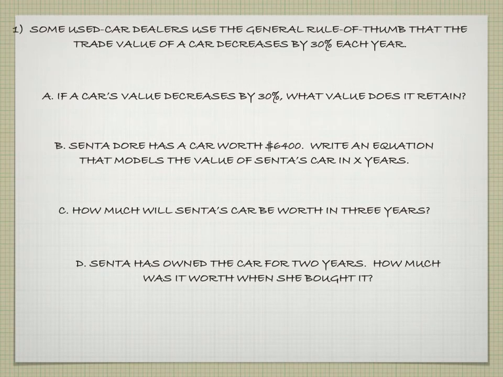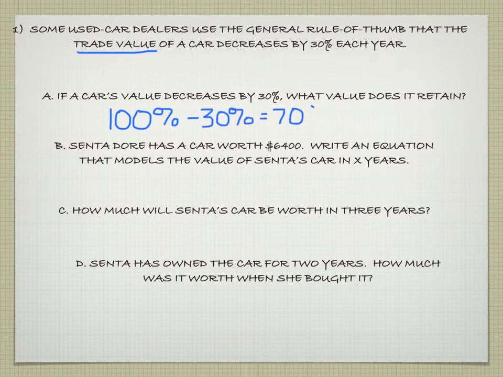Let's fly through one example real quickly. Used car dealers use this rule of thumb that the trade value, now notice this is not like the retail value, this is like what you would get if you were trading it in, decreases by 30% each year. So the first question says, if a car's value decreases by 30%, what value does it retain? Well, if the value of a car is 100% of its value and it loses 30%, that's going to leave you with 70%. Okay, so that's what you're keeping, 70%, and that's the number you really care about.